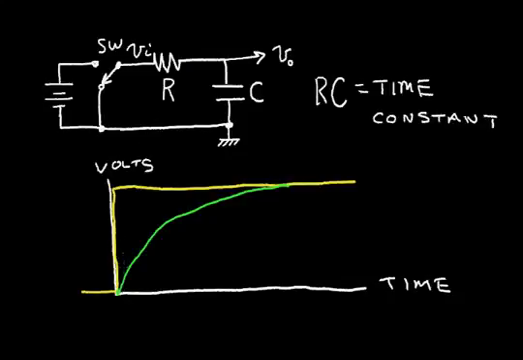Initially, when I throw the switch, the predominant voltage drop is across the resistor, and a very small voltage drop is across the capacitor. So at this time, as soon as I throw the switch, the maximum current is flowing in the resistor, but the capacitor is charging up. So at a later time, I'm going to have more voltage on the capacitor, and I'll have less voltage in the resistor. Let's say this is the voltage on the capacitor.